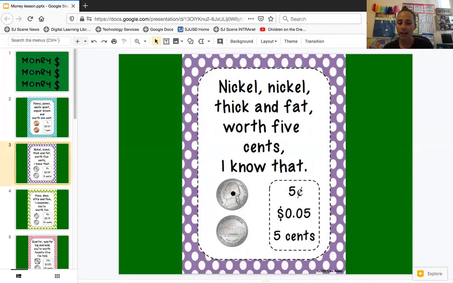Good. The next one. Now you're going to notice on here, I have some black dots. The black dots are telling us that's worth 5. So 1 black dot is worth 5. It's kind of helping us do our counting without actually having to represent the coin itself. And then that way you have a visual. So this is a nickel. Nickels are worth 5 cents.